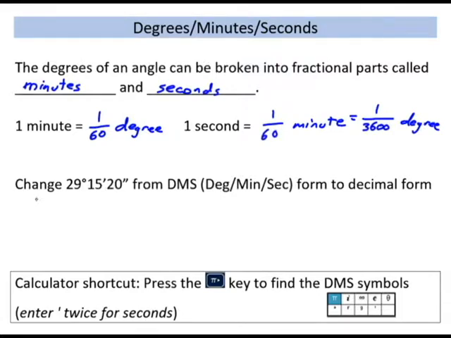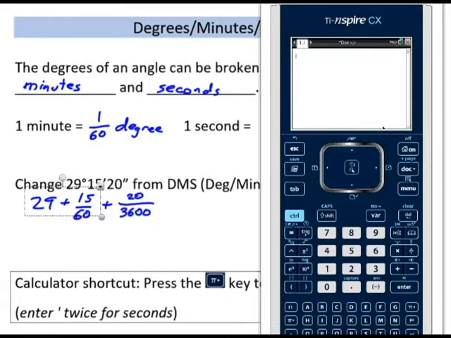This would be 29 plus 15 minutes, so that's 15 over 60, plus 20 seconds, so that's 20 over 3600. Going to the calculator, to approximate an answer, remember you can press Control Enter.